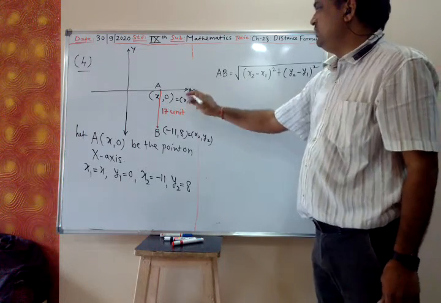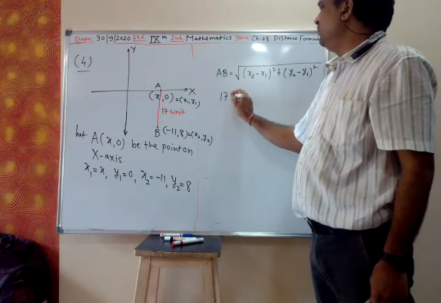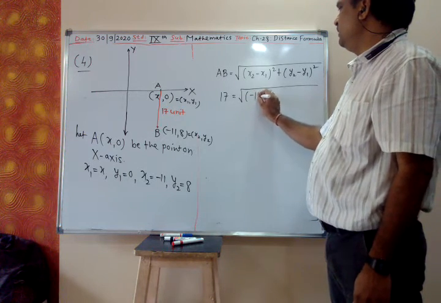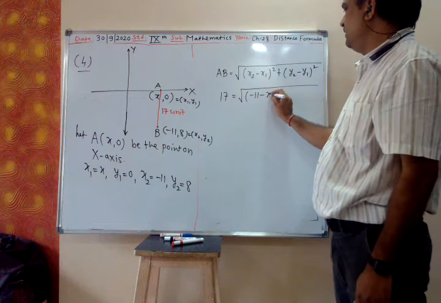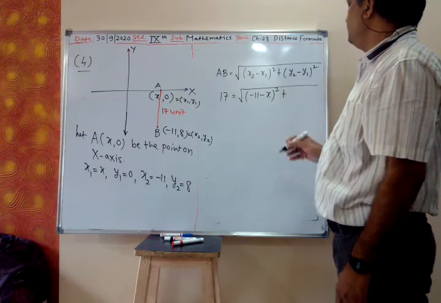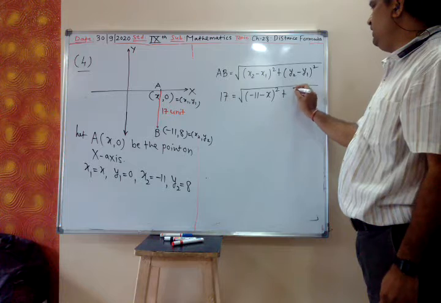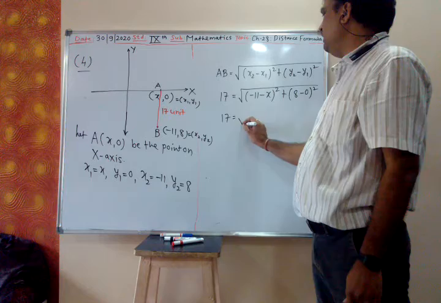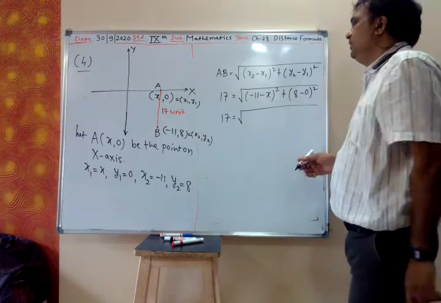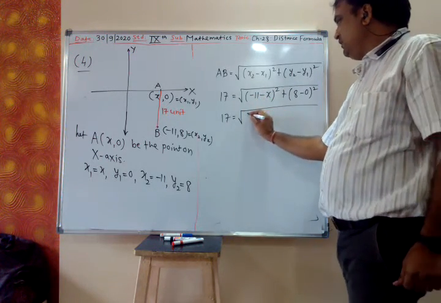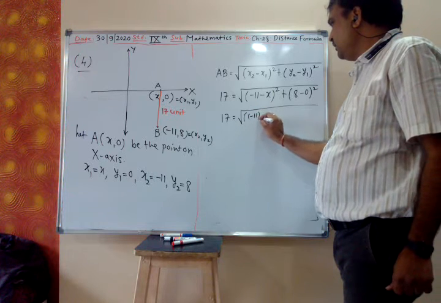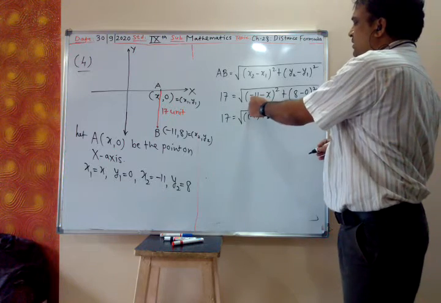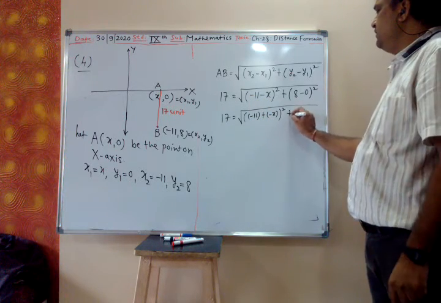So AB is given. The distance between A and B is given, that is 17. 17 is equal to the square root of (x2 minus x1)² plus (y2 minus y1)², that is (−11 minus x)² plus (8 minus 0)². Now in this, you can write this minus 11 minus x as (−11 plus −x) whole square, plus 8 square.